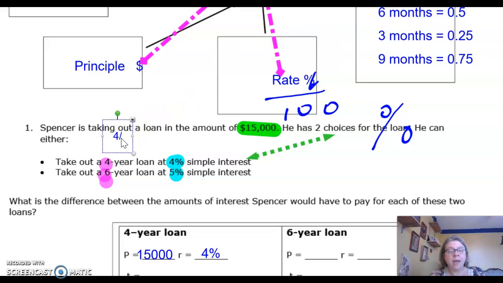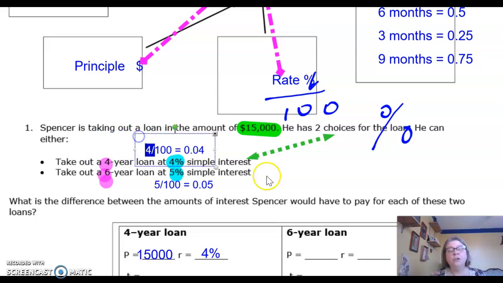4 divided by 100, and if I do that in the calculator, I'm going to get 0.04. Okay, my 5 is going to be 5 divided by 100, which is going to equal 0.05. So you have to divide them by 100 before you put them in the equation. That's usually the easiest way to do. When we divide by 100, we are just moving that decimal place. There we go, 2 places.